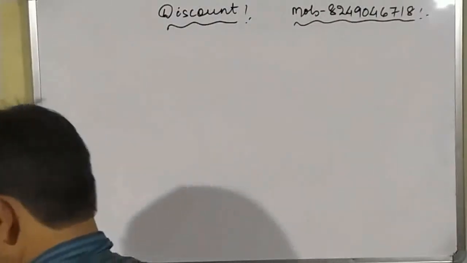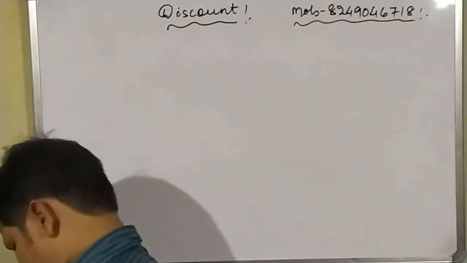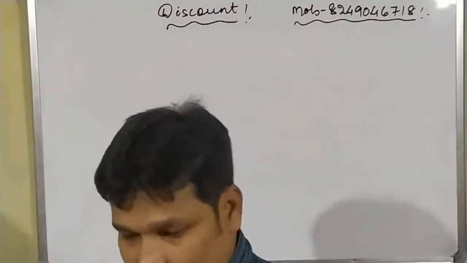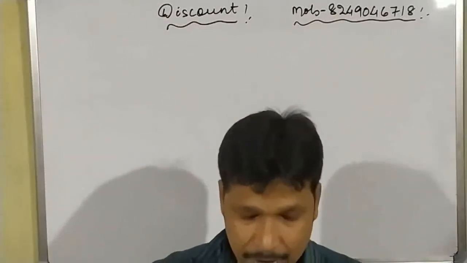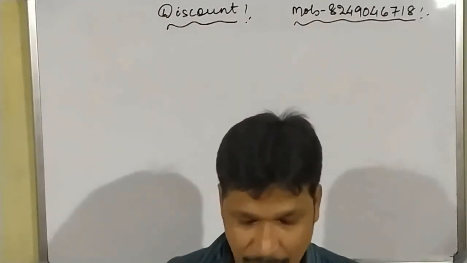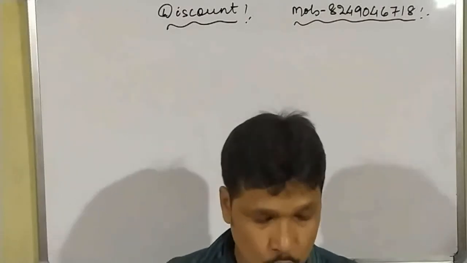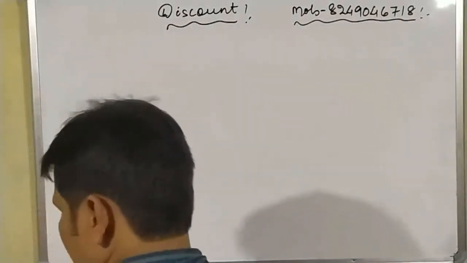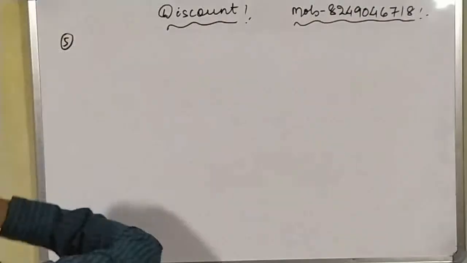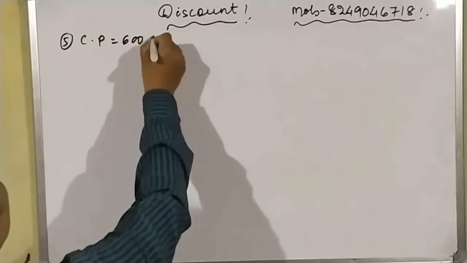So student, the next question is: a seller sells an article at a discount of 25% but still makes a profit of 5%, if the article costs him 600. So here the cost price is given. In this question, it is not so hard. Question number 5. Here the cost price is given. Cost price equals 600 rupees.